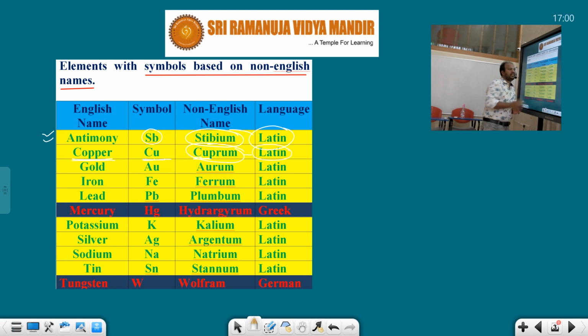If you take gold, we know that ornaments and jewelry contain gold. In gold, the symbol has first letter A, second letter U. But in the spelling of gold, there is no A and no U. How to write this? Because this is also derived from the Latin word aurum. First letter A, second letter U. So first of all, you should put the focus on the first letter of the name of the element.